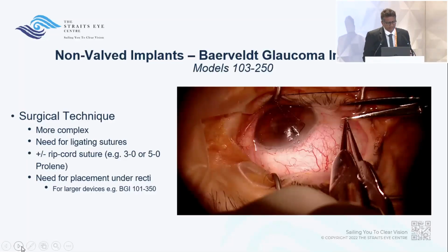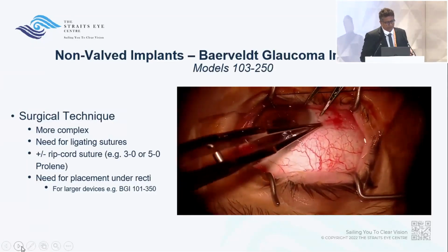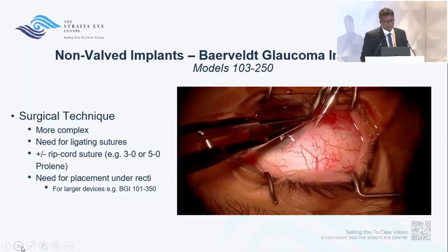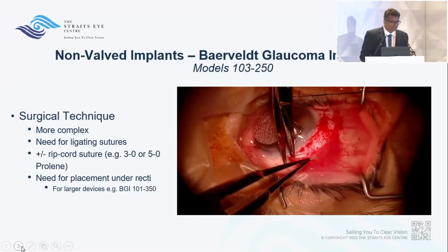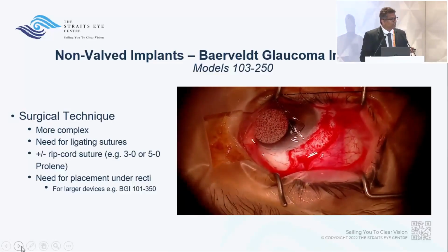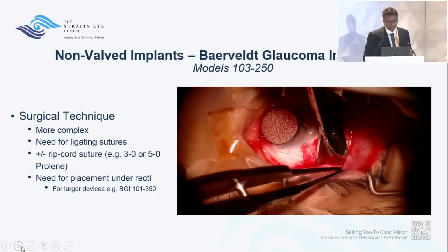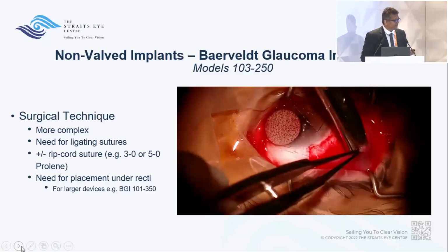Surgical technique is slightly more complex, a bit more leche, as we call it in Singapore, a bit more cumbersome is the English word for it. But essentially, it involves similar steps. We try to place it in the supratemporal quadrant. There's always a need for ligating sutures, because you want to keep it closed with a Vicryl suture, typically in the first 6 weeks.